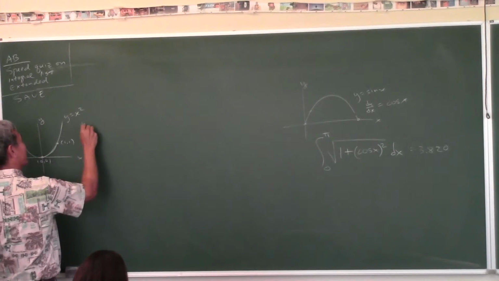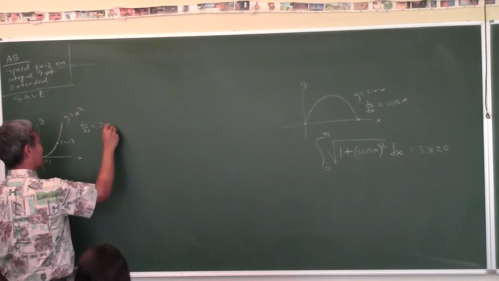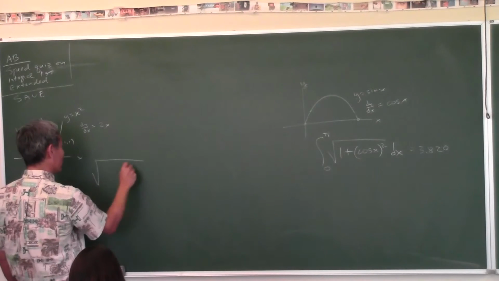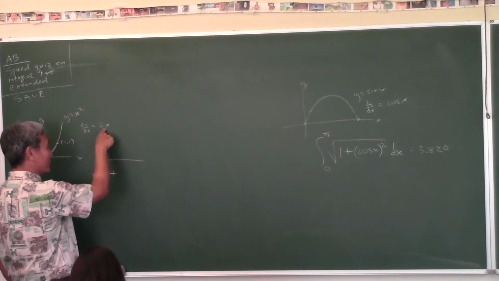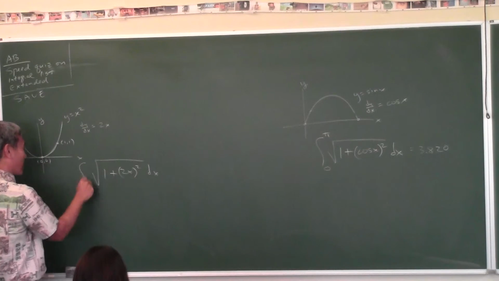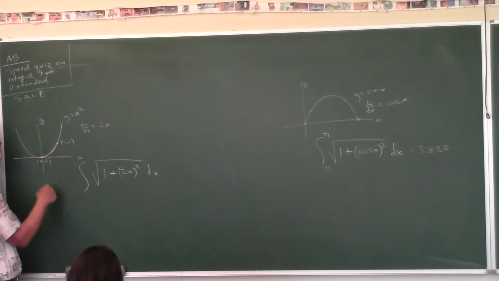So first of all, you got to find the derivative. dy/dx equals 2x, correct? So now you plug it into the formula: square root of 1 plus the derivative squared dx, and then you add up all of these from the x coordinate here to the x coordinate there.